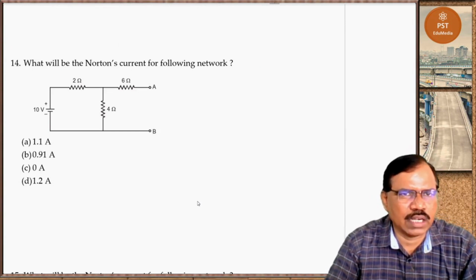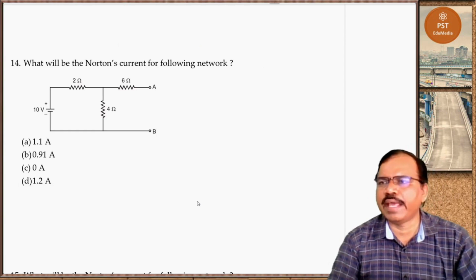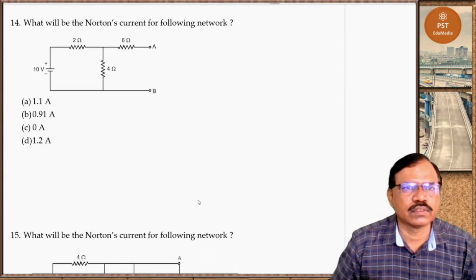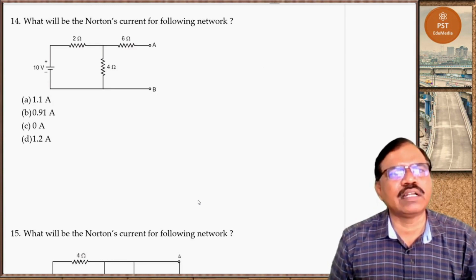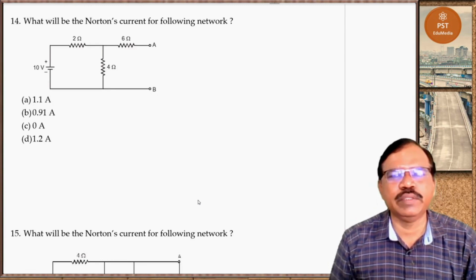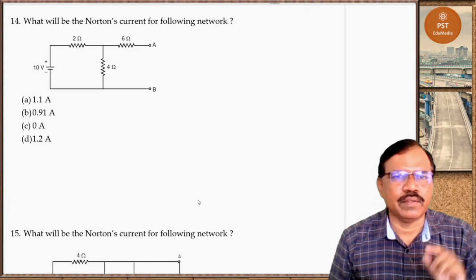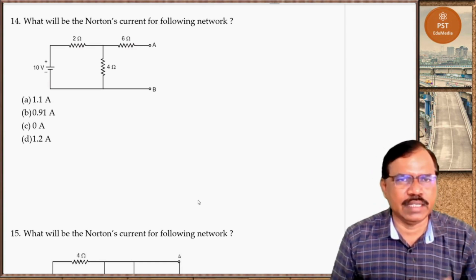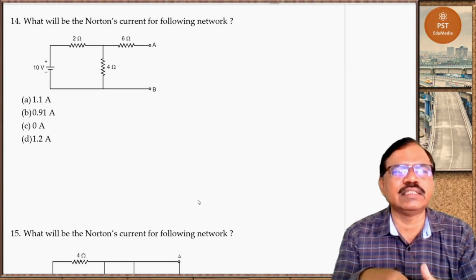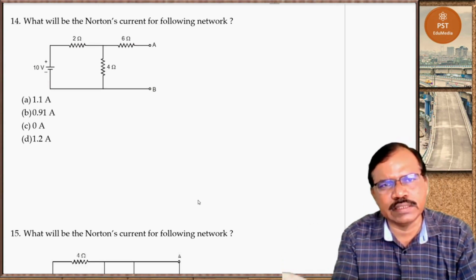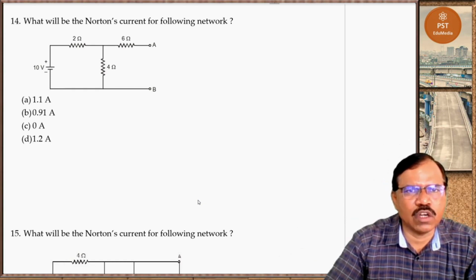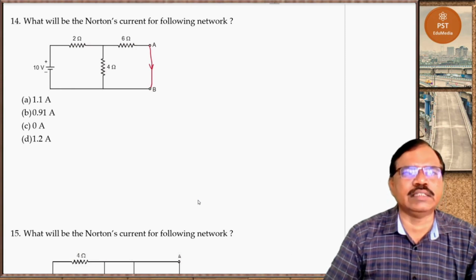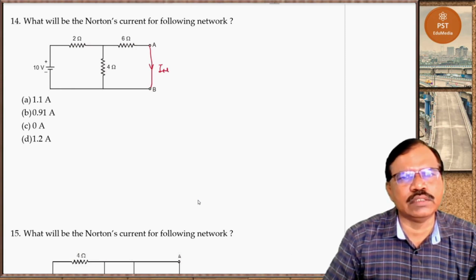What will be the Norton's current for the following network? Now when we want to find Norton's current, first we short the terminals. Here A and B are the terminals. If some load resistance is given across terminals AB, remove the load resistance and short the terminals. So here we will short these terminals, and whatever current flows through this short, that is IN.